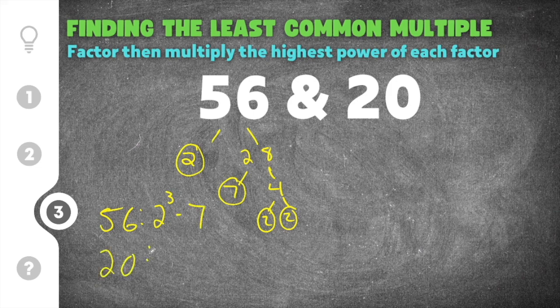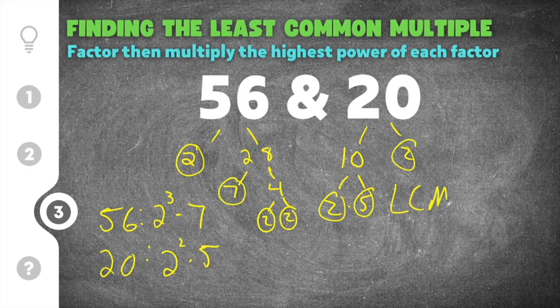So the prime factors for 56 are 2 times 2 times 2, which is 2 to the 3rd, times 7. And then we have to do the same thing for 20. So I'm going to factor out 20. I notice 20 ends in a 0, so I'm going to factor out a 10. 10 times 2. And then 10 breaks down into 2 times 5. So 20 factored out is 2 times 2 times 5. So that's 2 to the 2nd power times 5.